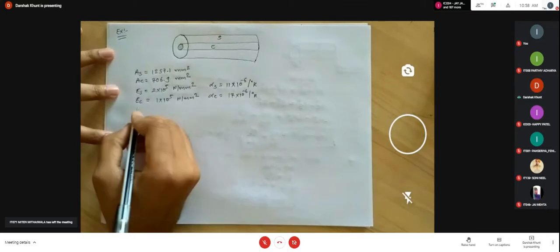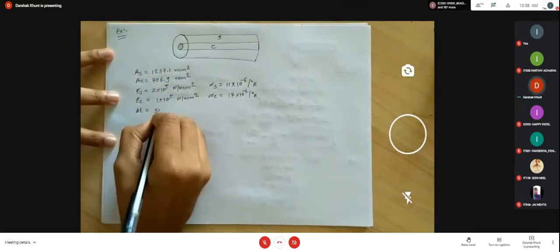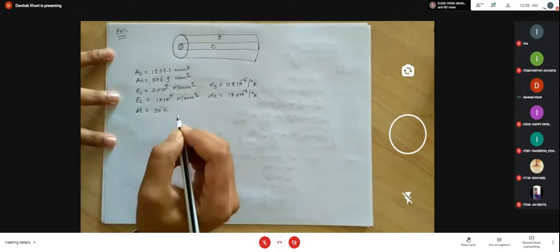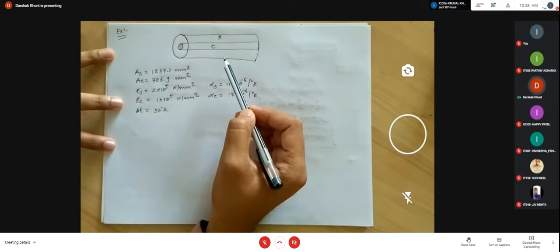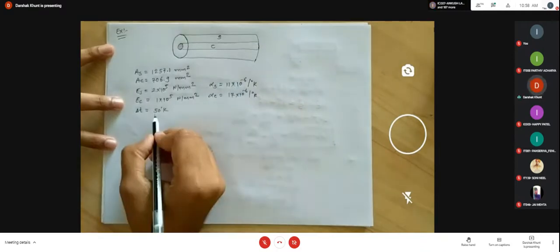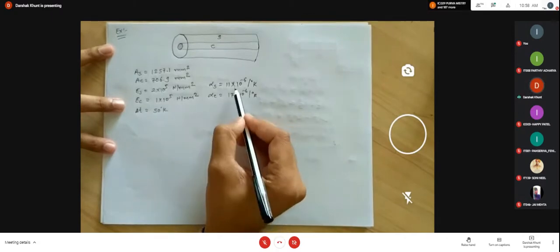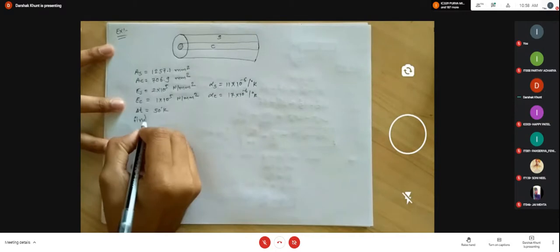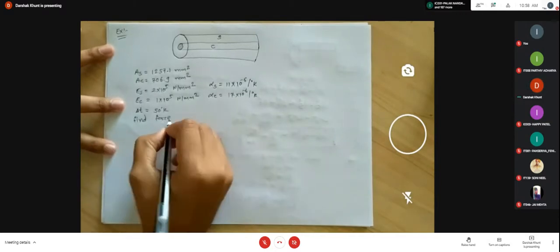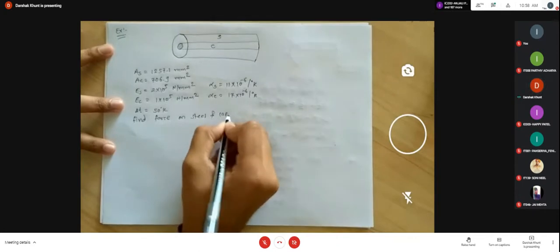Okay. Now here the temperature change you have to consider is 50 Kelvin. Means whatever the initial temperature is, out of that 50 Kelvin is the change. Okay. So per change in Kelvin temperature, the thermal expansion is given to you. So you have to find out the force on steel and copper.